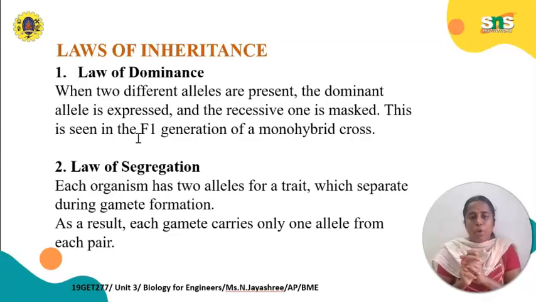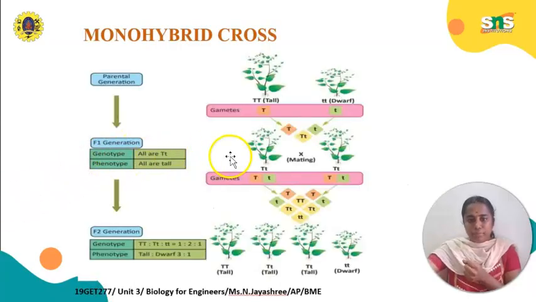Next is the law of segregation. Each organism has two alleles for a trait, which separate during gamete formation. As a result, each gamete carries one allele from each pair. For example, here we are going to decompose the F1 into the F2 generation. In the F1 generation we already formed, capital T and small t, so the tall T will dominate the short t.